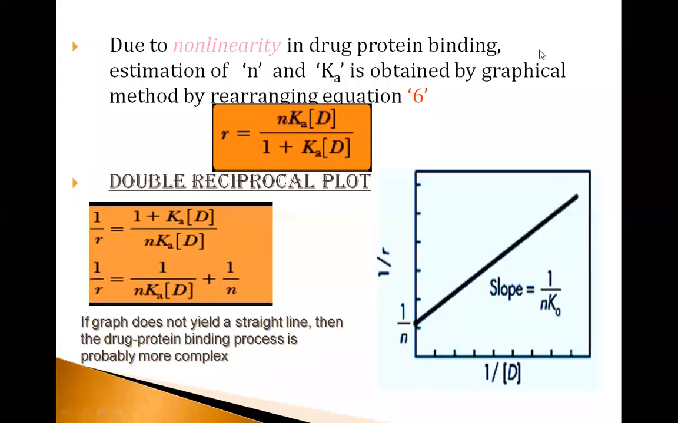So in the double reciprocal plot, what we are going to do is take the reciprocal of the theoretical equation we derived for the r value, and simplify it to a straight line equation. Please write down, the straight line equation is y is equal to mx plus c. I repeat again, the straight line equation is y is equal to mx plus c.